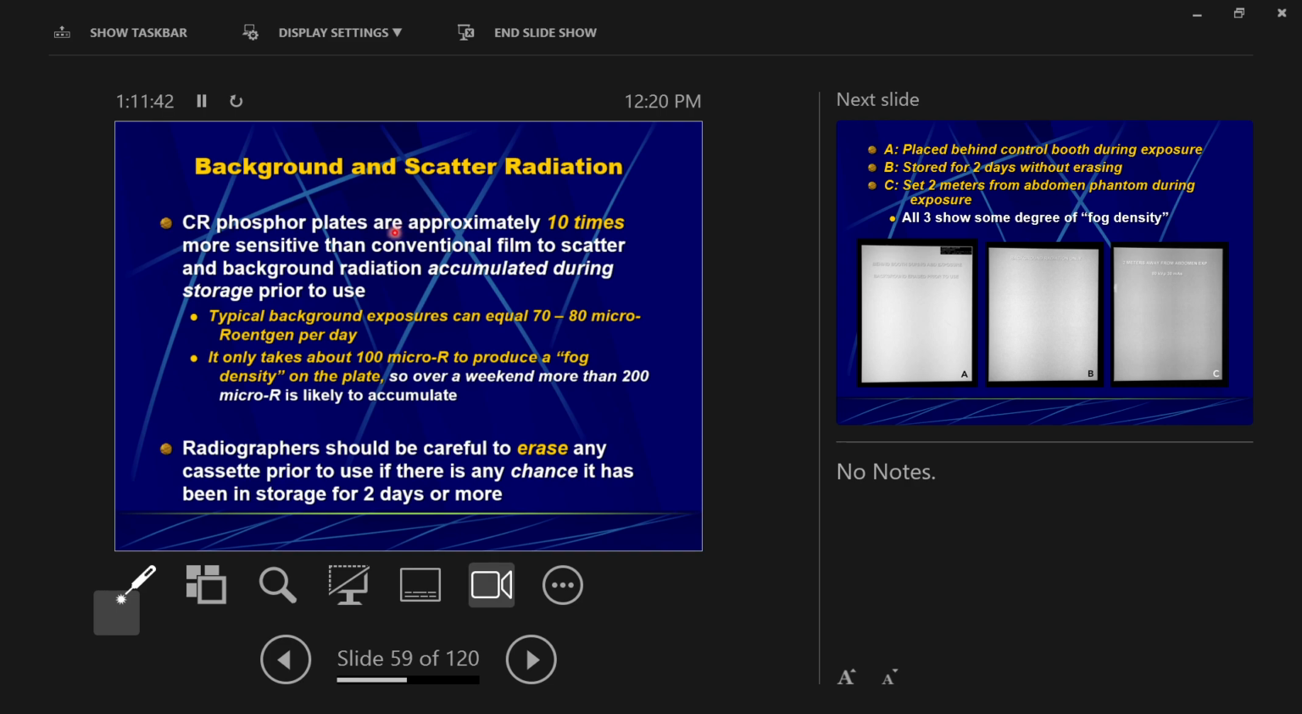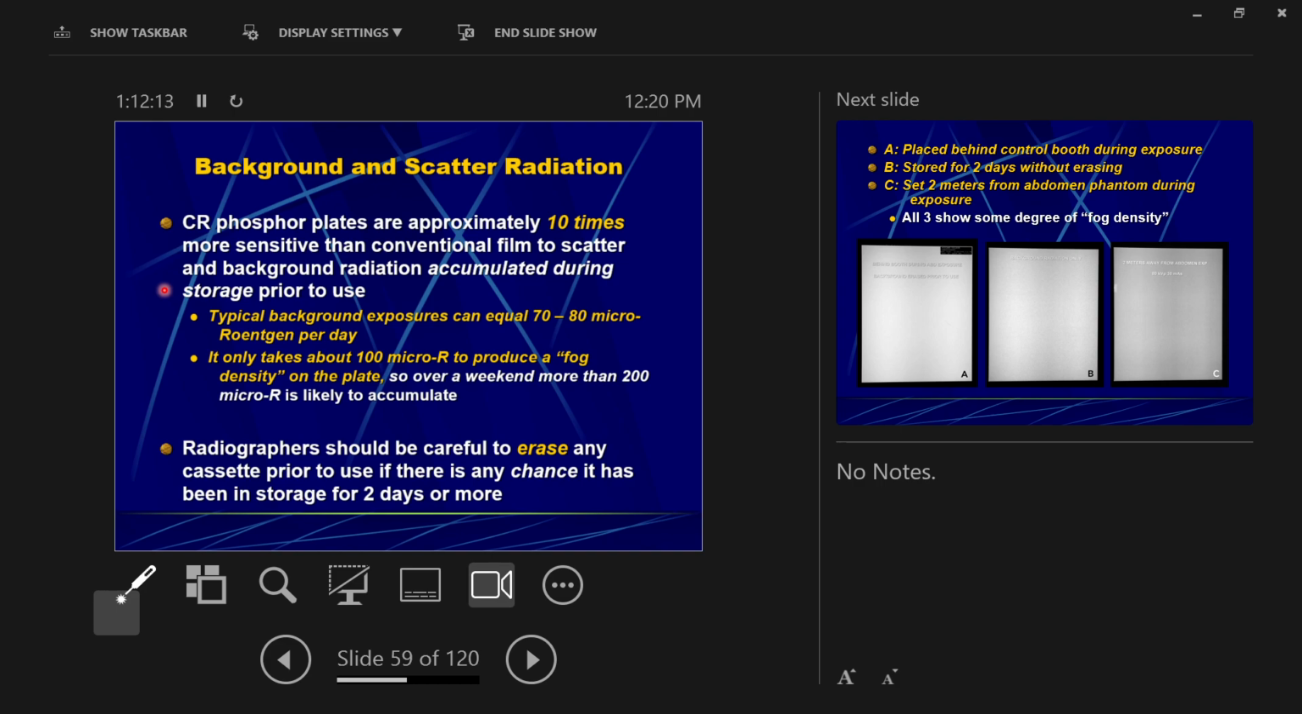Scatter is going to happen, okay? These cassettes are sensitive to scatter radiation. They're sensitive to the background radiation in the room. CR plates are approximately 10 times more sensitive to scatter and background than conventional film is. Now, when a plate is erased and then immediately reused, there's just no time for it to store or be exposed to scatter or background, okay?